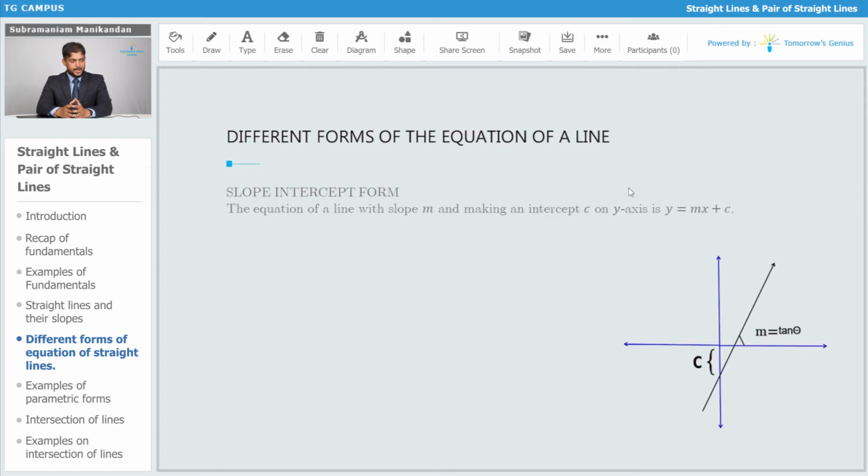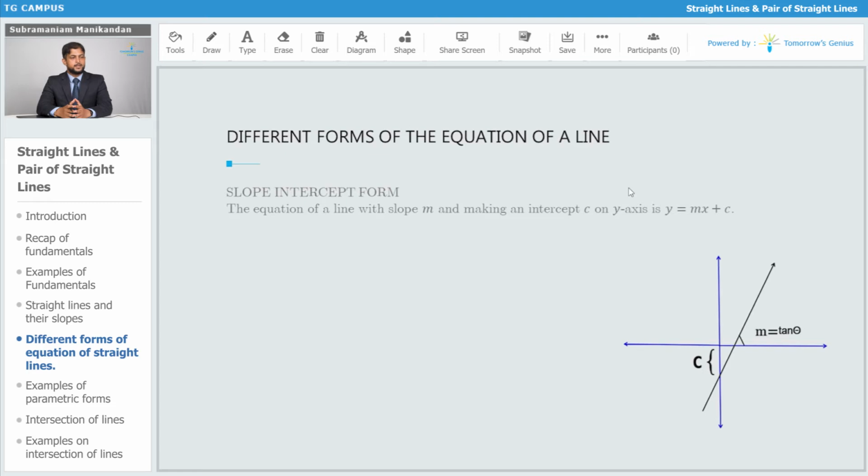The first and probably the most commonly known form of a straight line is the slope-intercept form. This form can be used when we know the slope of the line and the y-intercept of the line.